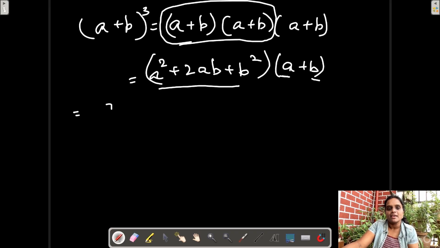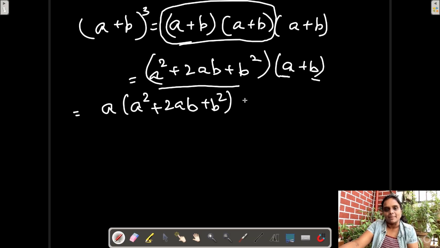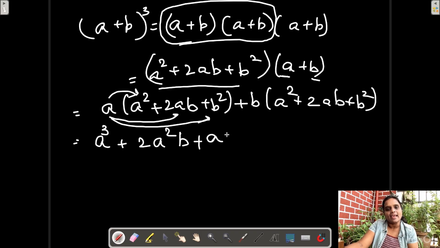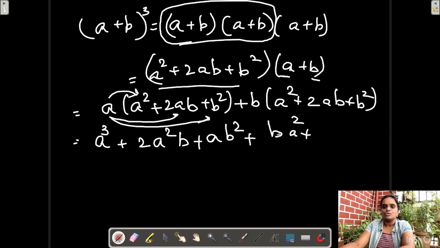Let me go step by step. a multiplied with (a square plus 2ab plus b square), plus b multiplied with (a square plus 2ab plus b square). Now again open the bracket by following the distributive property. Multiply a with all the terms of the bracket. a with a square is nothing but a cube, plus 2ab into a is 2a square b, plus a b square, plus b a square, plus 2ab square, plus b cube.